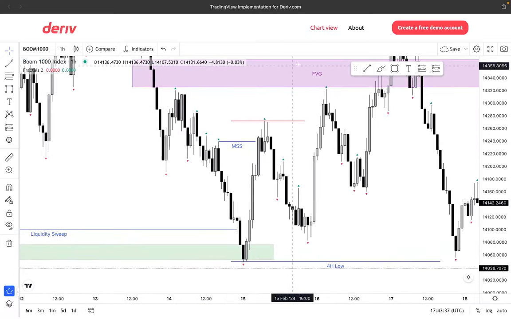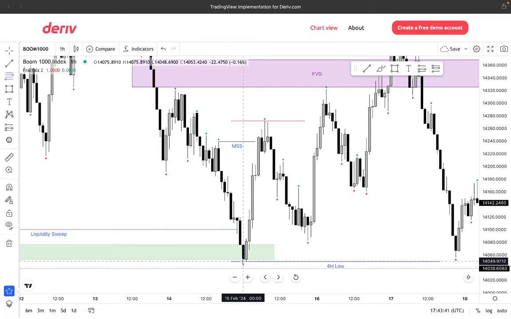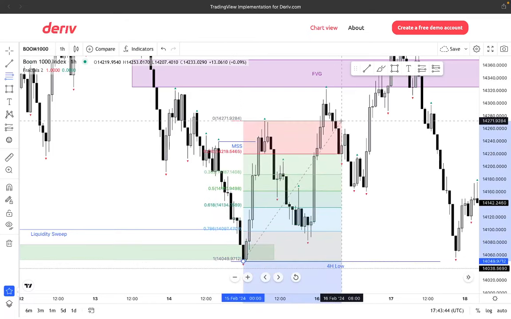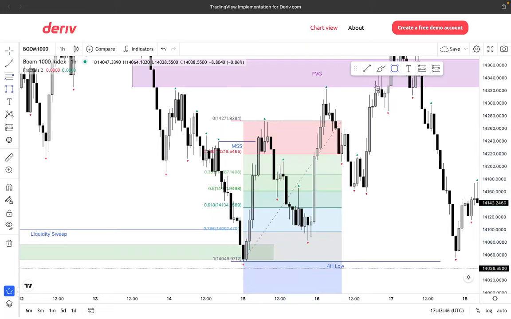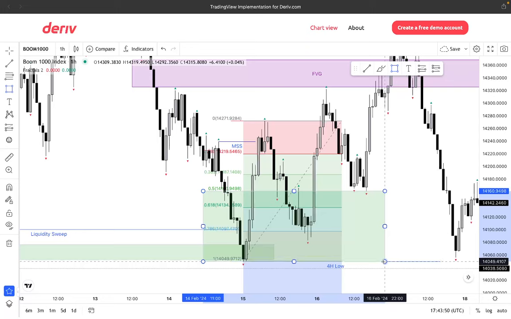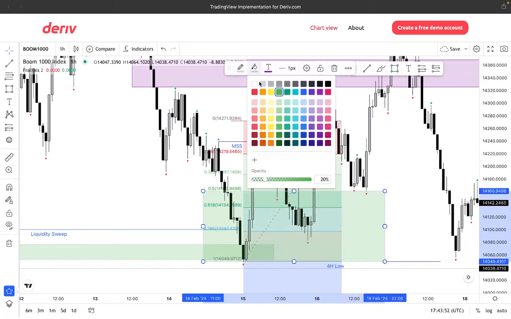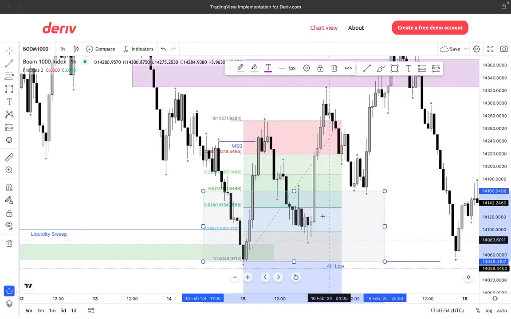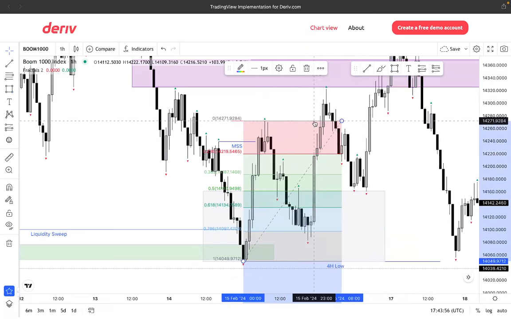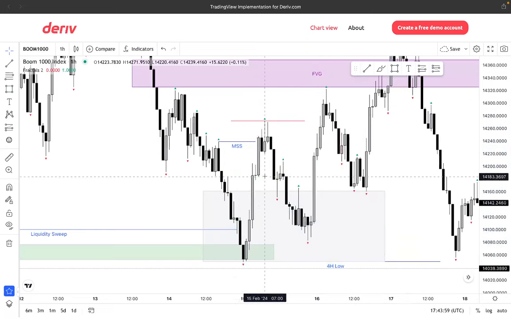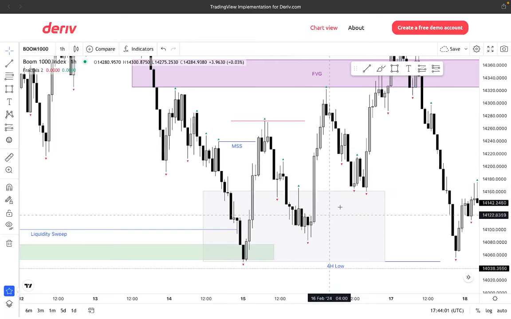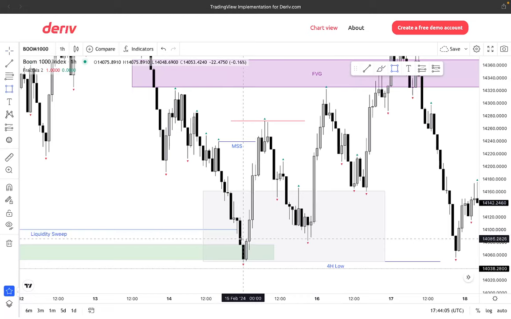Now let's draw our FIB literally from this low to this high. Where's the area we want to target? From the 50 and below. You see how I'm using the FIB as where market needs to go to? So we're going to look for anything that's below the 50%. Guess what we have? We have a fair value gap.